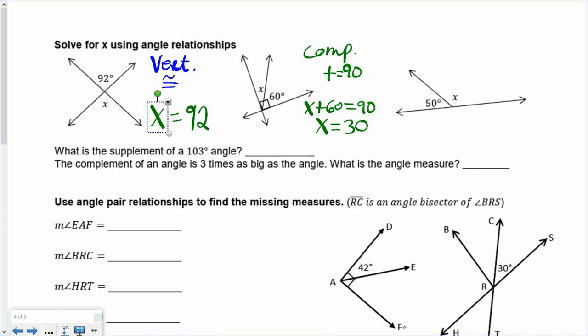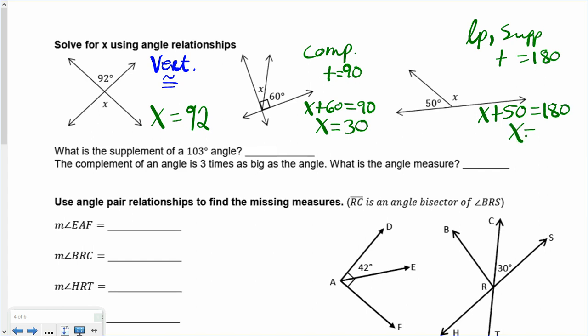All right, what about the next one? What relationship would I use? There are two options. Linear pair. You could say linear pair, I'm going to call it LP, or supplementary. Okay, what do you know about linear pair and supplementary? They add to 180 degrees. So I can say x plus 50 equals 180, which means x is 130. Right, this is your most basic kind of application of these relationships in solving for variables.